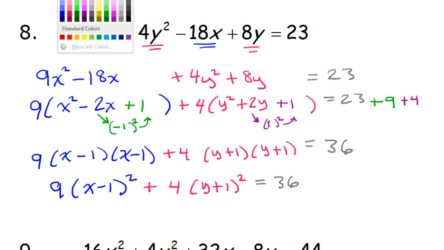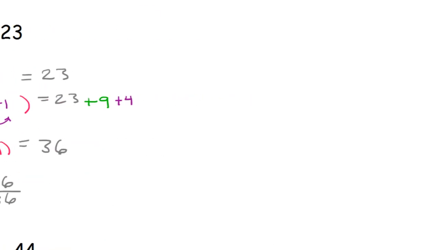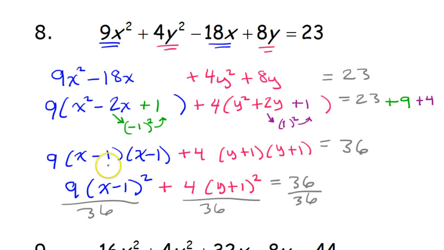Well, of course, what I need to do is divide everything by 36. If I divide by 36, that's how I'm going to get a 1 right here. So I'm going to put my answer off to the side. Now what's going to happen here is 9 goes into 36 4 times. 4 goes into 36 9 times. So when I write my final equation, I will have x minus 1 squared over 4.